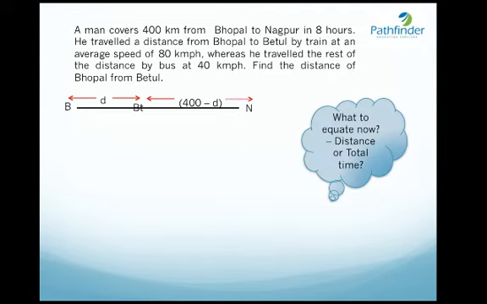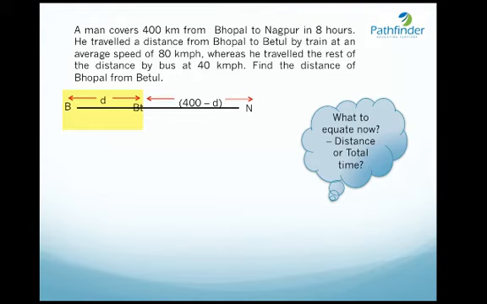Next, what do you equate now? If you see this question, you have both total distance as well as the total time. And according to our concept, we could equate either the total distance or the total time. First of all, let us equate the total time and see. But before that, how many segments are there here?